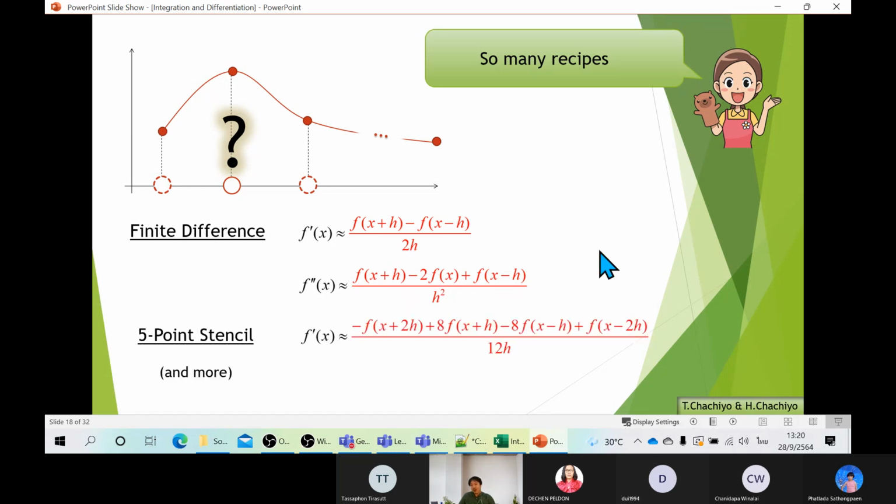You also have this very fancy 5-point stencil. So we use not only 2 or 3 points, but 5 points: 2 points on the right, 2 points on the left, and itself. You get the 5-point stencil with this formula, and the error is going to be much better, h to the fourth power. So there are so many recipes you can use, and what I want to do in this lecture is to give you a different story from what you would see normally in a typical math methods course in physics.